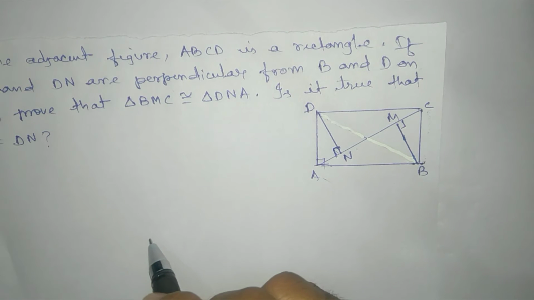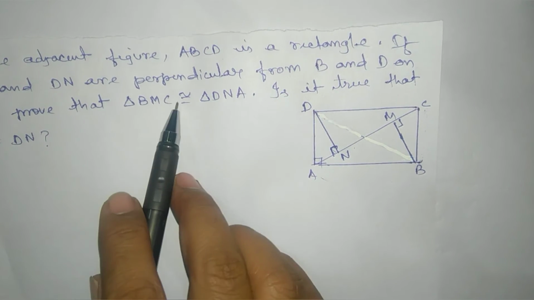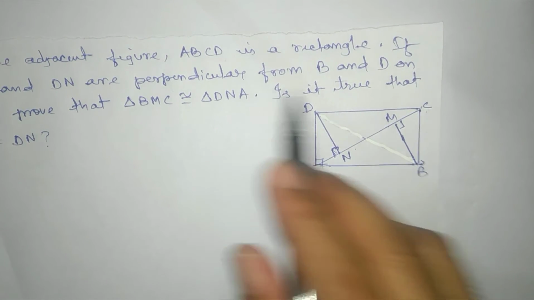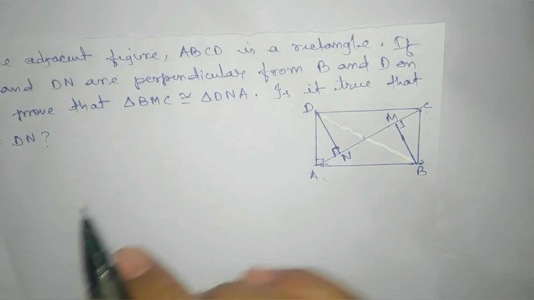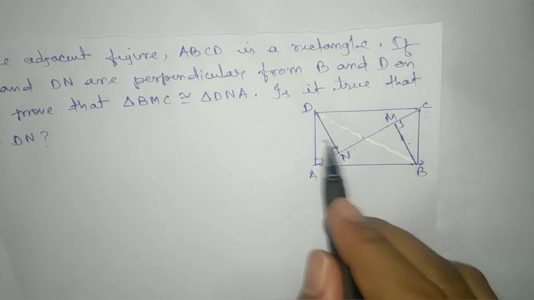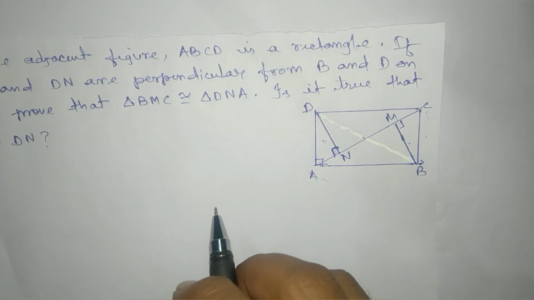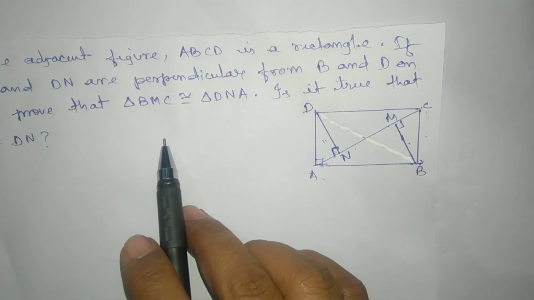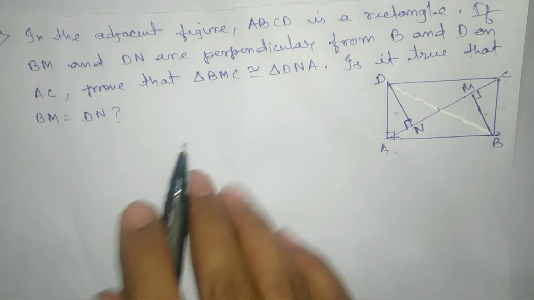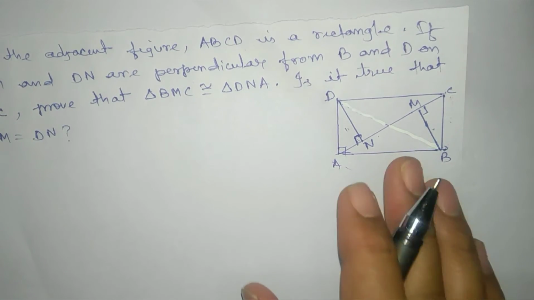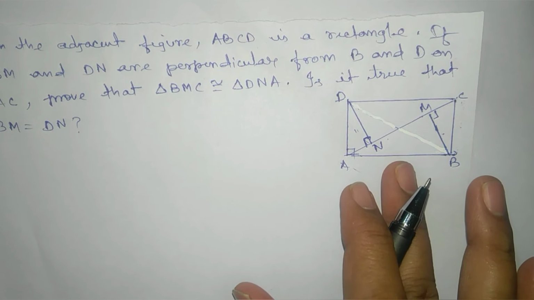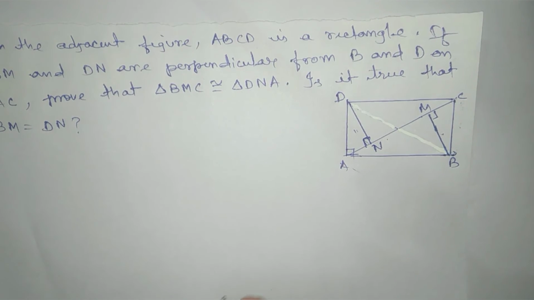AC is a diagonal. Now prove that triangle BMC and DNA are congruent. Congruent means these two triangles are equal. So we have 5 criteria, and out of those 5 criteria we'll use any one of them to prove that these two triangles are congruent. Okay, so let's see. You need to draw this diagram in the exam also. Remember, right now this question has given the diagram, and in the exam also you need to copy this same diagram.